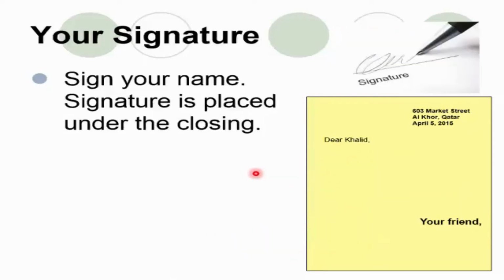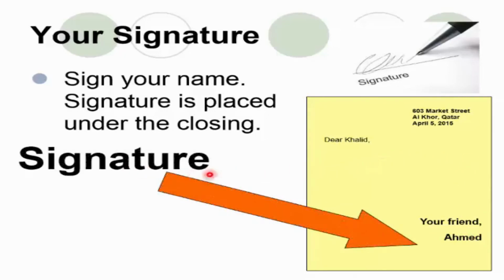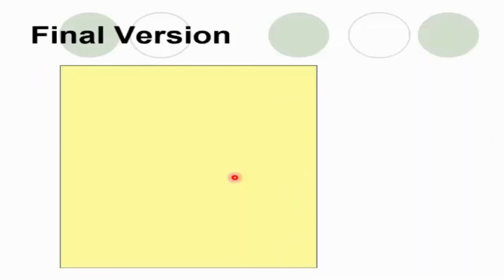And let's move to the final part of the informal letter, which is your signature. You have to sign your name. The signature is placed under the closing. So the proper place of the signature is here, while the proper place for the heading is on the top. Here, Ahmed. So we know from the signature the person who writes the letter. Signature. So in the next slide, we have the final draft of our letter.